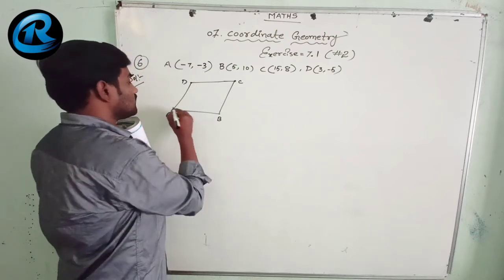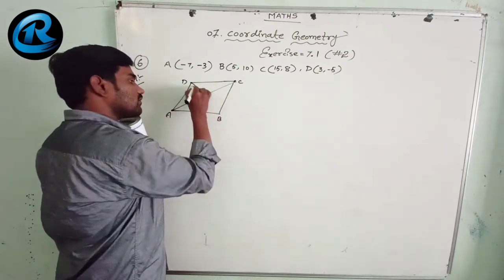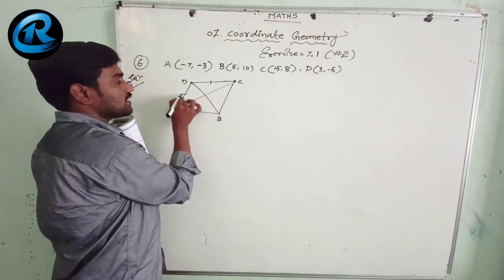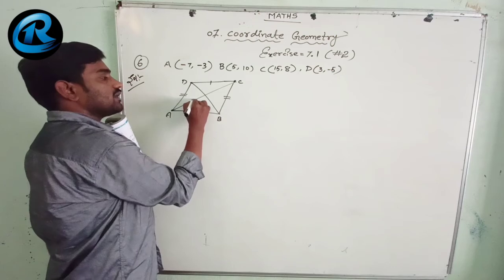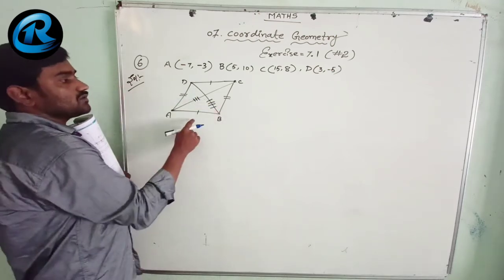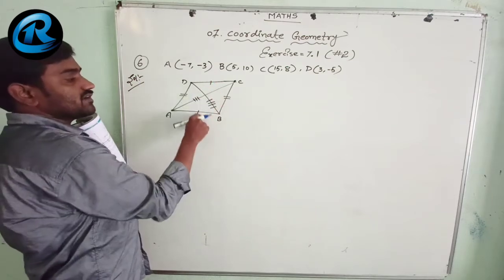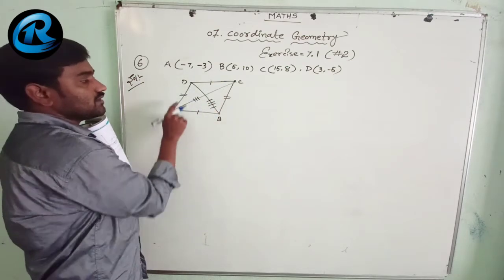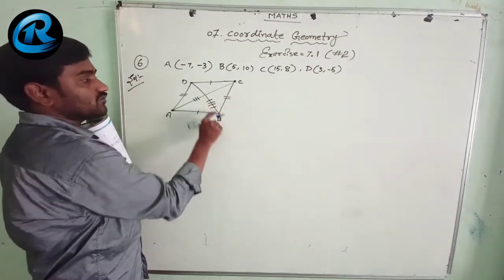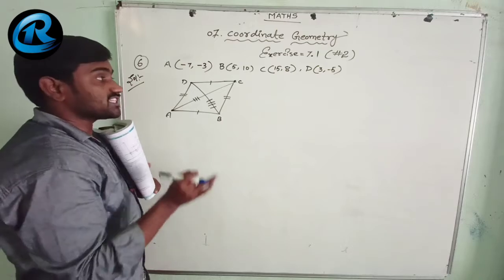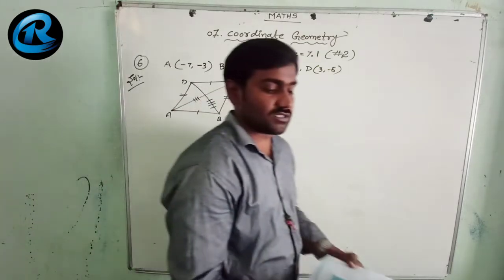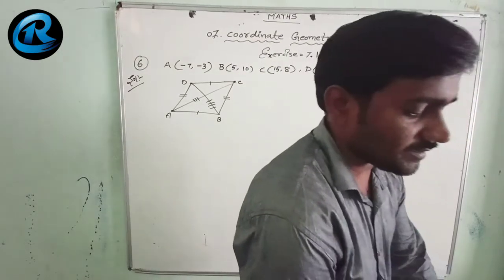As we know, the diagonals are not equal in length, and opposite sides are equal. So the opposite sides will be equal in pairs: these two sides are equal, and the third and fourth are equal. So 6 times we have to find the distance.